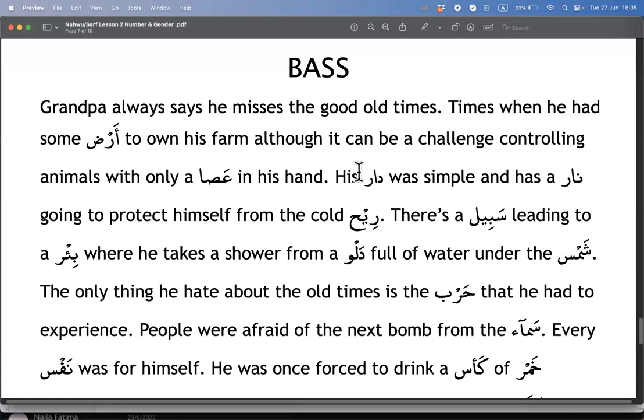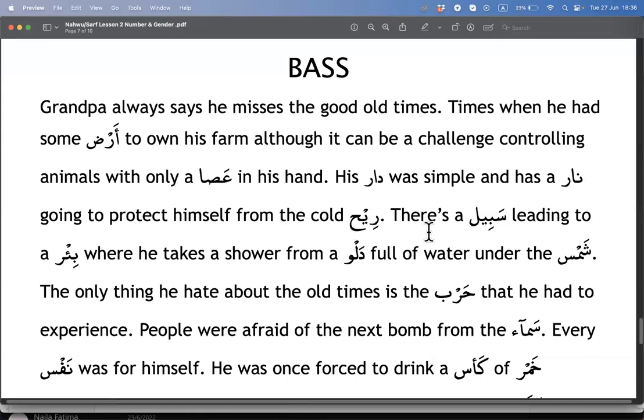Dar is actually house. House. Yeah, I was going to say house. Yes, okay. So his house was simple and has a nar, fire. Yes, fire. It has a fire to protect himself from the cold rih. What is rih? Weather. Wind. Rih is wind. Okay.